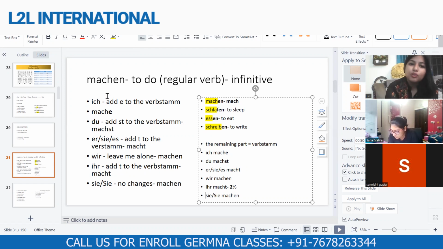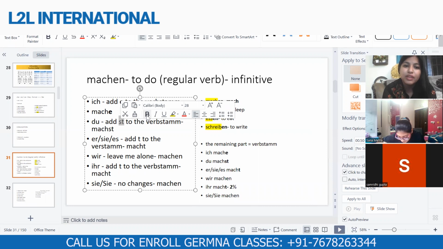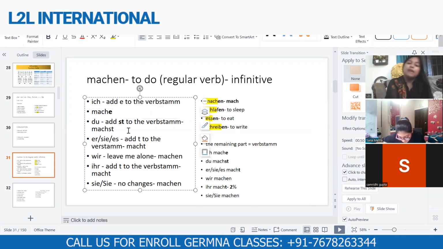So I told them with ich, we need to add E to the verb stem. The verb stem of machen is mach. When we add E to mach, it becomes mache. In the du form, we add st to the verb stem, so it becomes machst.